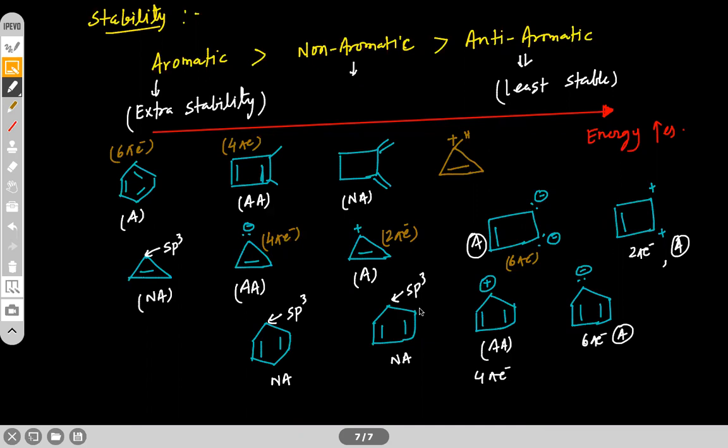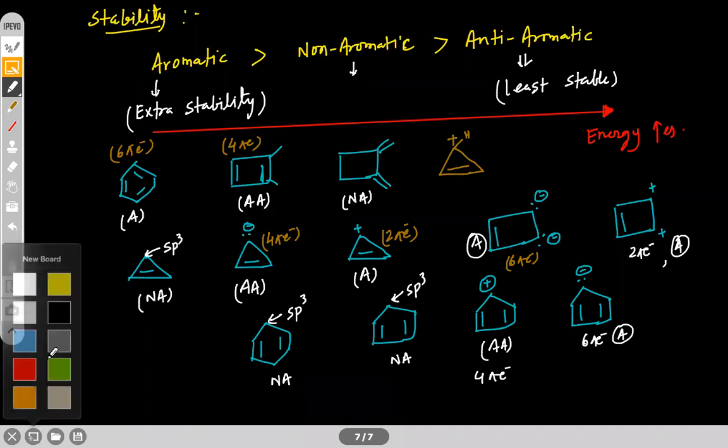So always remember one thing: in a ring, if one atom has 2 lone pairs, then for aromaticity we count only 1 out of 2. We won't count the 2 lone pairs present on one atom. Here you see the lone pair we are counting. For example, I'll show you some examples here. What about this one?